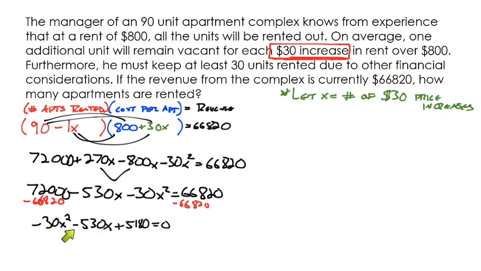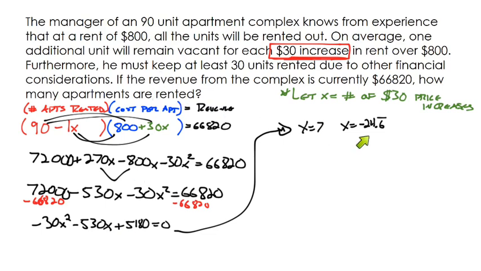I'm going to skip the actual solving of it. I would suggest going to the quadratic formula for this problem. What we're going to be left with is two solutions from our quadratic formula: x equals 7 and x equals negative 24.6, repeating.